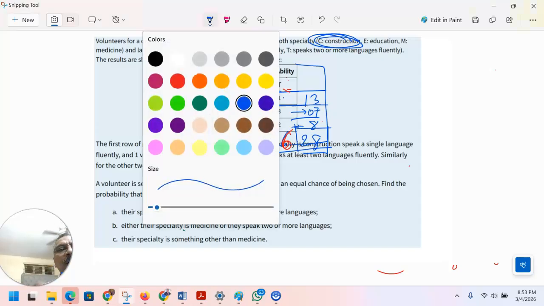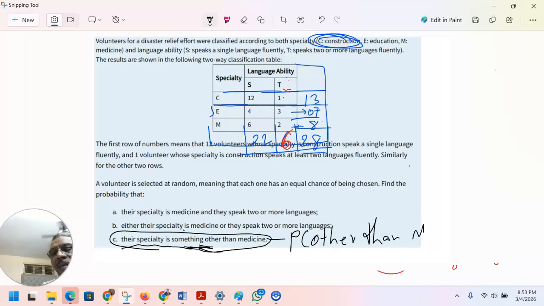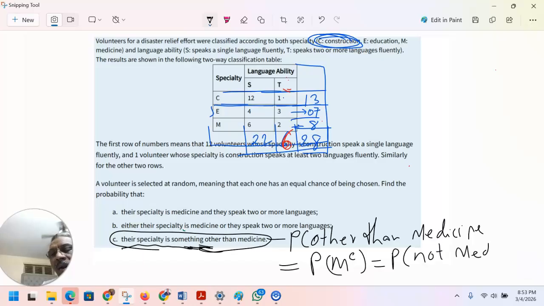And the last question is, what are the chances that if a person is selected, he is other than medicine? What is the meaning of this other than medicine? Other than medicine means it is the probability of the complement of medicine. In other words, the probability is not medicine. So this is a different way to write not medicine, and we can use the complement rule.